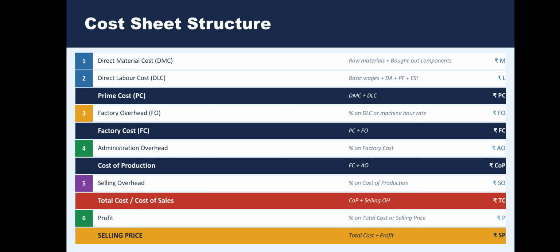That means the cost sheet structure includes all the different types of costs, such as direct material cost, direct labor cost, factory overhead, administration overhead, selling overhead, and profit. These are all included in the cost sheet structure to find out the selling price of the product. So hence we can say that selling price is equal to total cost plus profit.